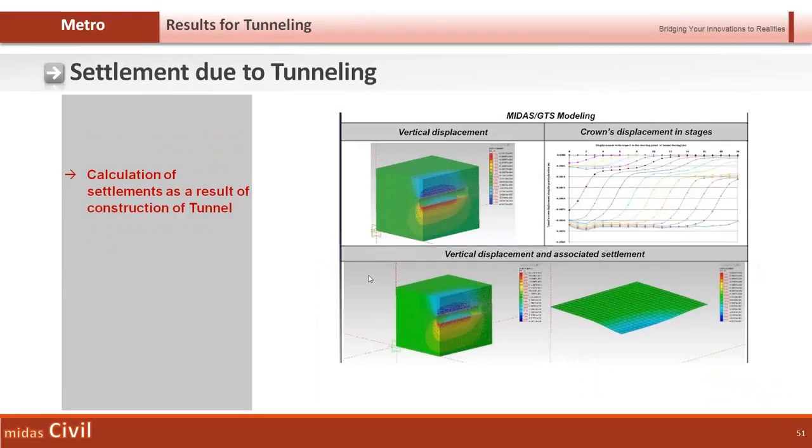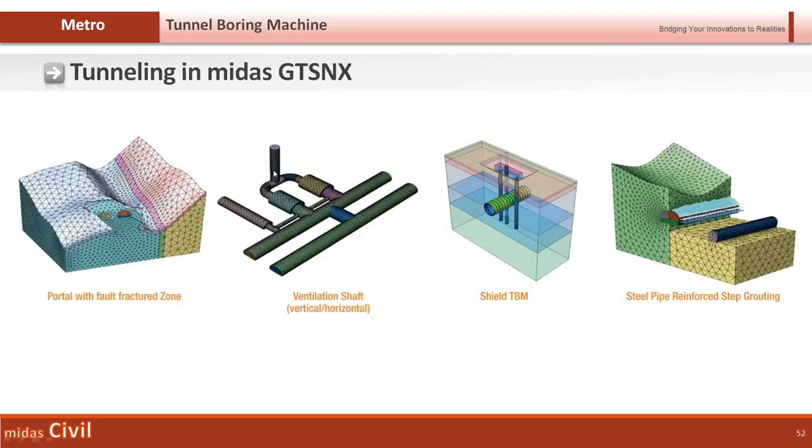So you get the settlement due to tunneling, the major consideration for tunneling. You get the crown settlement at different stages and the vertical displacement associated with the settlement. Tunneling in Midas GTS can be done in a fault zone, fractured zone, and also with some interconnected tunnels in between. If there are sealed tunnels, you can simulate the sealed tunnels also. Also the steel pipe reinforced step grouting. So all these types of tunneling can be done using Midas GTS.